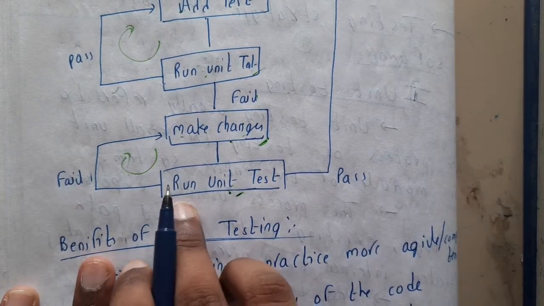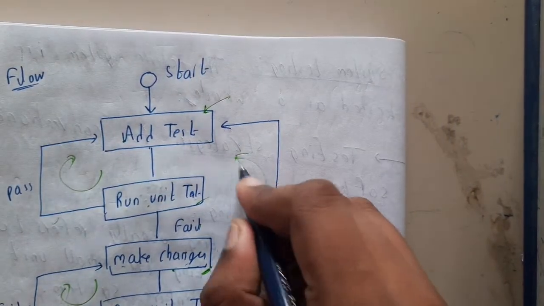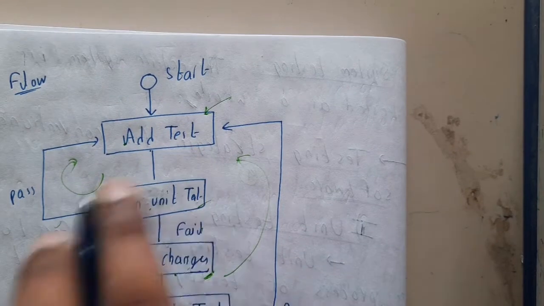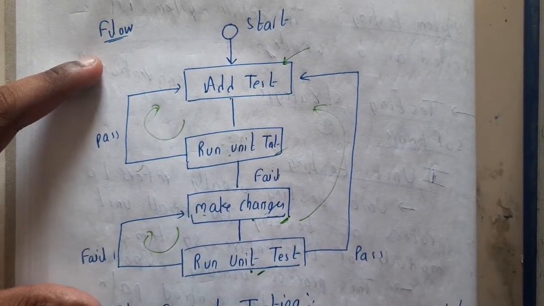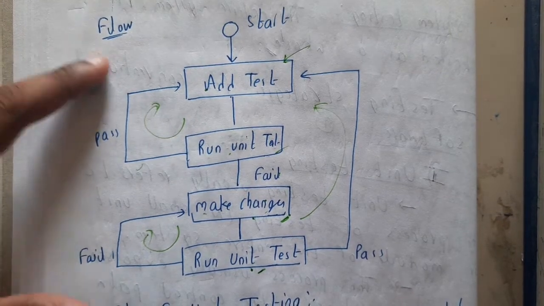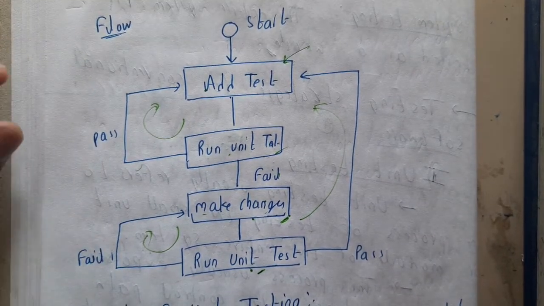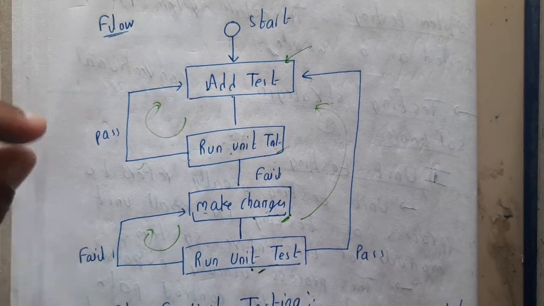If it passes, it will come back and add new test cases, and this loop continues. So basically here we are adding test cases and testing them. If it passes, the next test case. If it fails, you will be changing some things and retesting it. And if it is giving some bugs, again you'll be retweaking it.